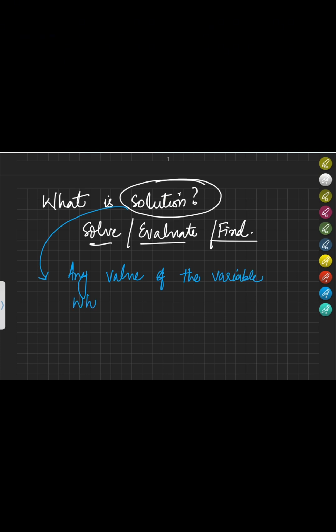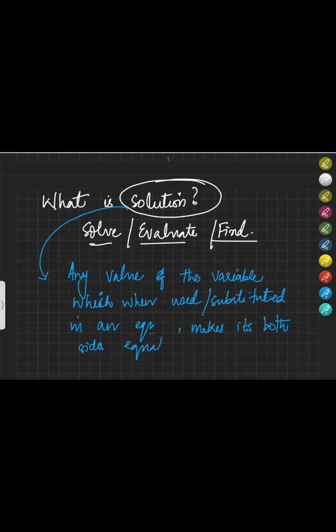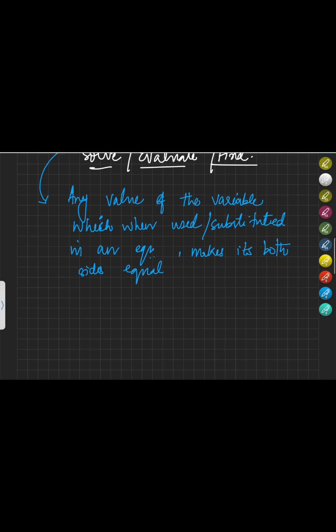which when used or substituted in an equation makes its both sides equal. Now what do you mean by both sides?